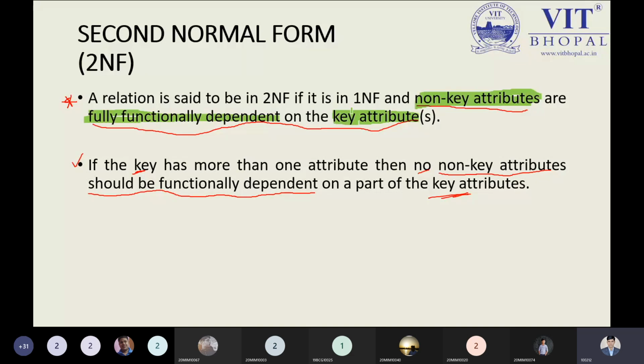So the second point is saying to us that if we have more than one key attribute, then no non-key attribute should be functionally dependent on just part of the key attributes. For example, student ID, student name, student course. The student course, which is operated by the student, will be dependent on the student ID. And the student name is also dependent on the student ID. That is the point we have to keep in mind inside the second normal form.